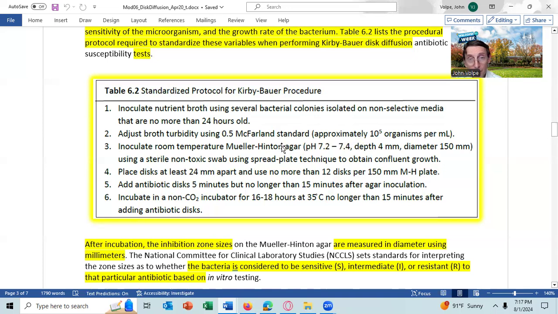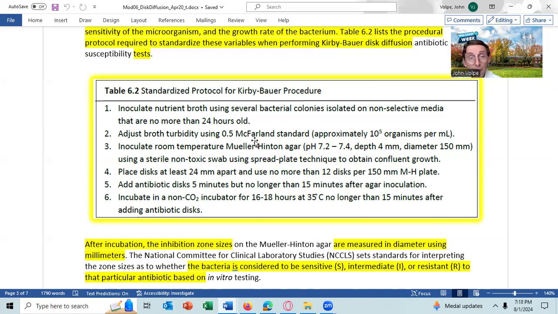If the broth is higher than that, you dilute the broth. If it's less than that, you have to continue growing the broth, the culture.